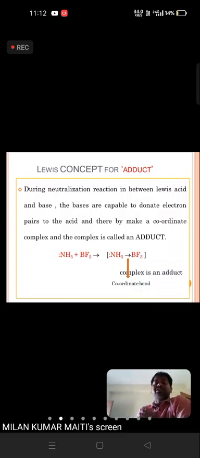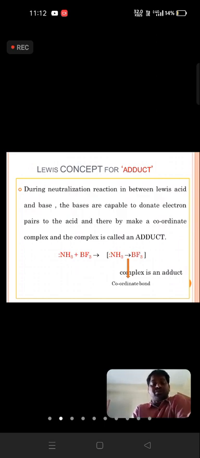So coordinate bond formation is essential during neutralization reaction of a Lewis acid and Lewis base. These are explained by the Lewis concept, but that may not occur always. During reaction of a Lewis acid and Lewis base, there may be a formation of a coordinate bond containing molecule or coordinate complex or adduct. It is not always possible. So this is one of the disadvantages of the Lewis concept.